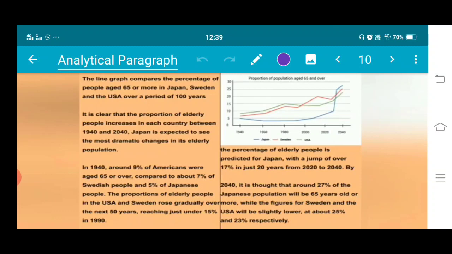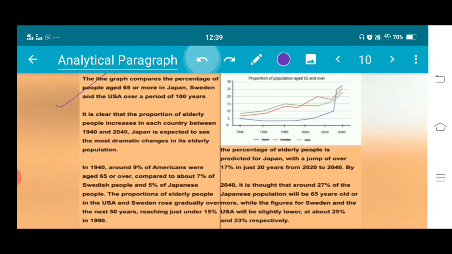Okay, now let's see the full conclusion of what we have done in our complete paragraph. So let's read all the 4-5 paragraphs we have written. The line graph compares the percentage of people aged 65 or more in Japan, Sweden and the USA over a period of 100 years. So this was the introduction paragraph, right? Next is the overview paragraph.